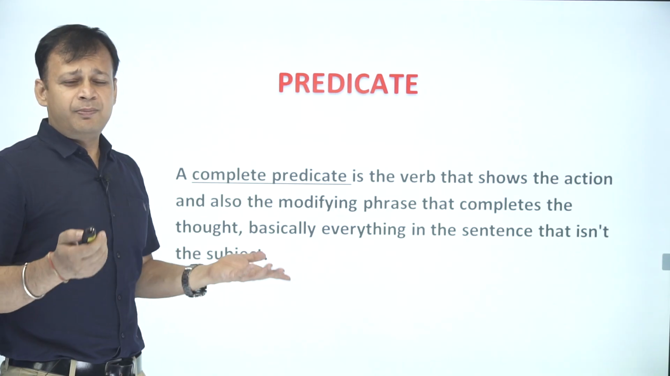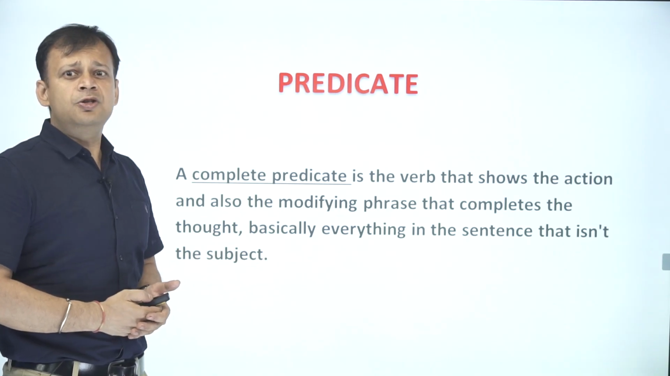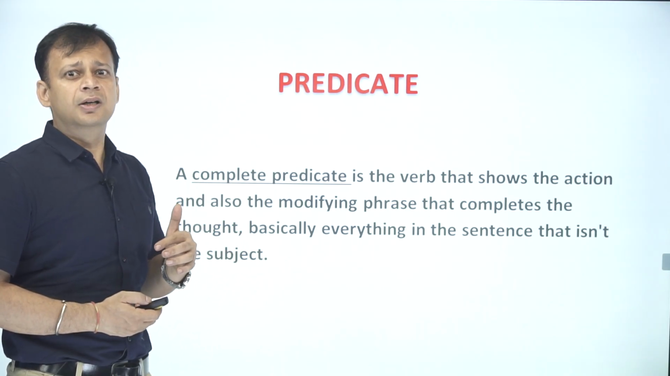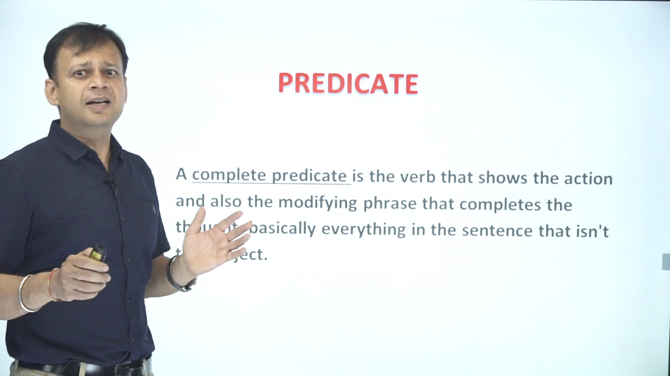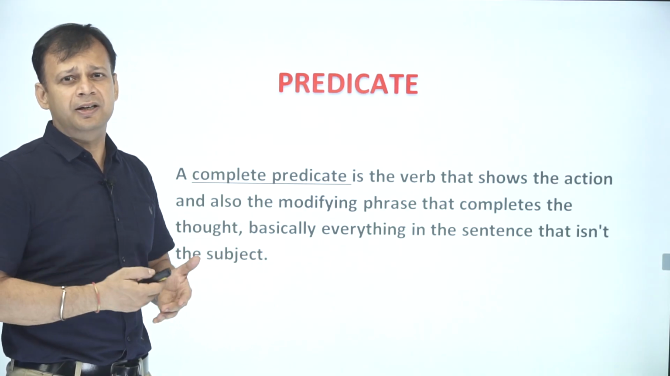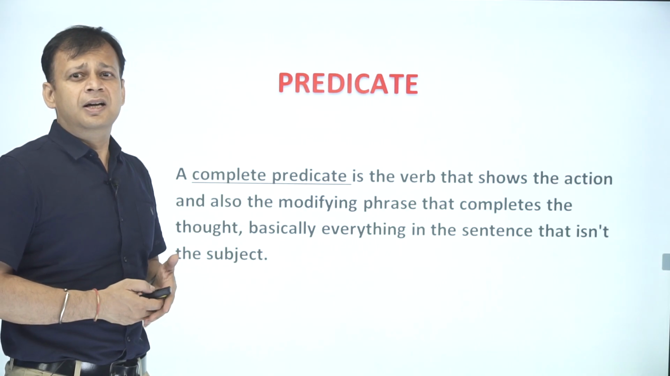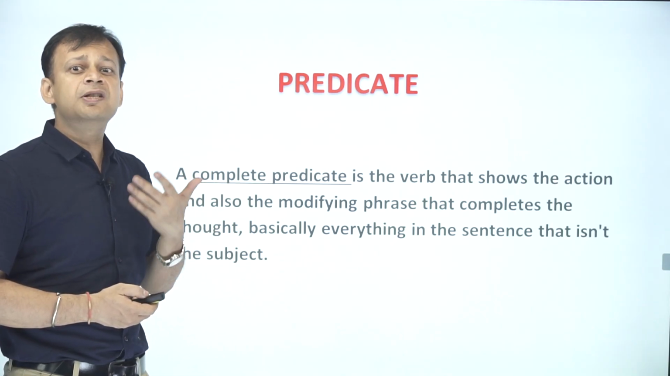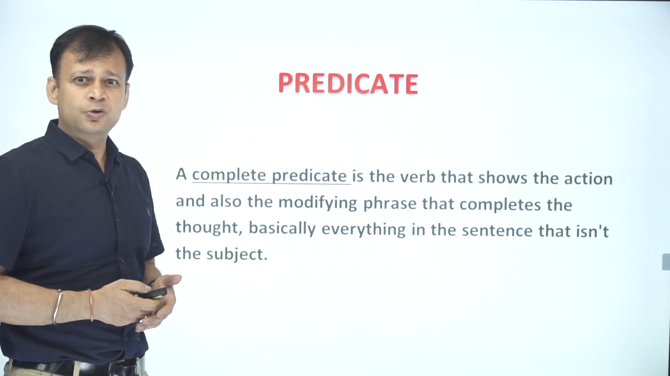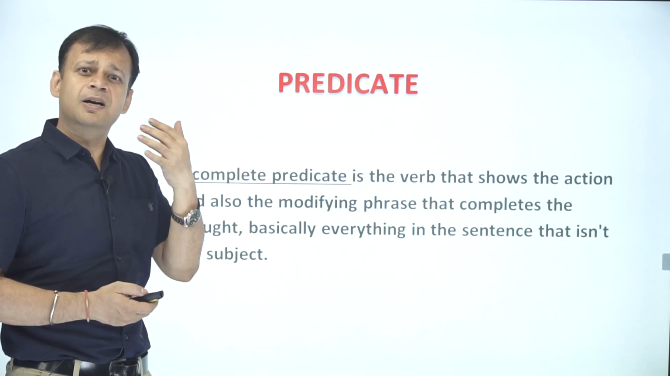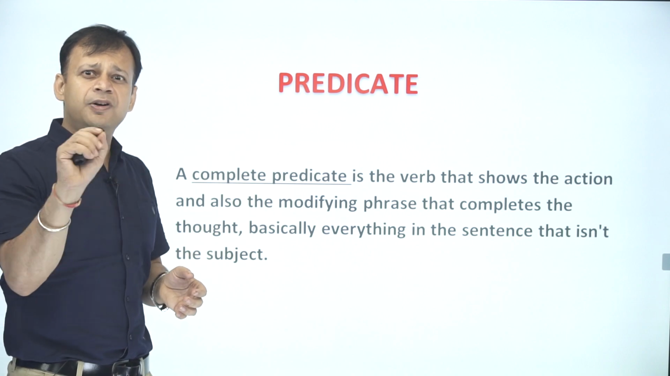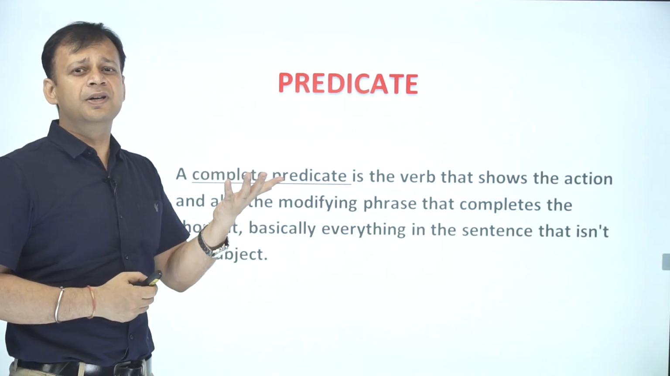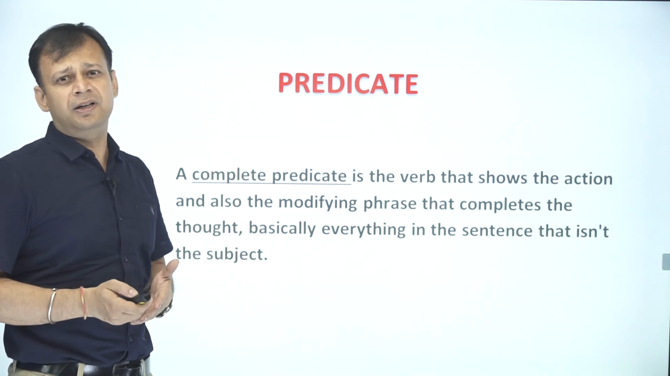Now let us look at a complete predicate. A complete predicate is the verb that shows the action and also the modifying phrase that completes the thought. Basically everything in the sentence that isn't the subject is a complete predicate. Let's take an example. Everybody who is sitting in this class is preparing for an examination in which they expect to do really well. So here everybody is what we are talking about, that becomes the subject, and each and every idea added after that is information which is modifying and describing everybody, and that becomes a complete predicate.